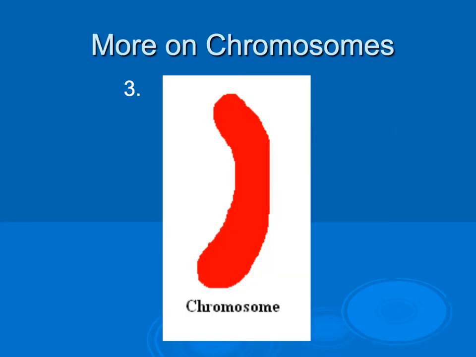Now here is a picture of a chromosome. Feel free to pause this video anytime you want to finish drawing the picture on your notes. So one chromosome, imagine DNA is like a string, and if you bunch up that string, it makes this, a chromosome.